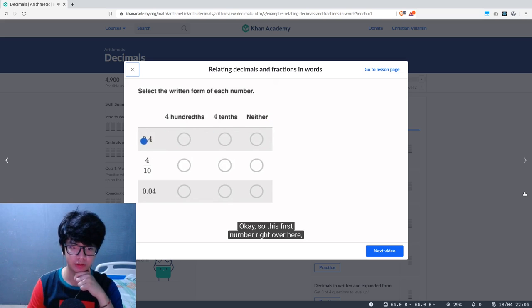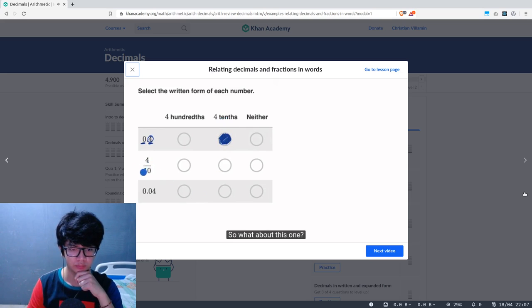Okay, so this first number right over here, we have no ones. And then as we go one space to the right of the decimal, this is the tenths place. And it's clear we have 4 of those tenths. So this right over here is 4/10. So that is this choice right here. I'll shade it in. If you're doing this on Khan Academy, you would just click there and it would fill in.